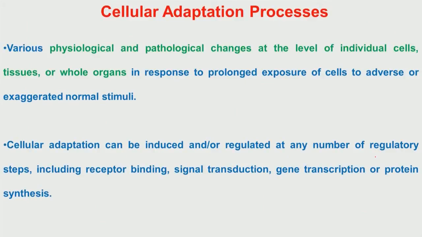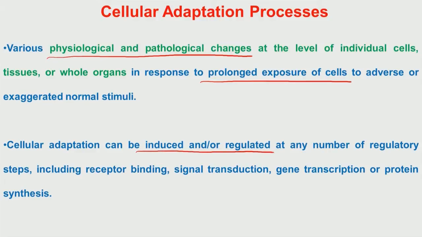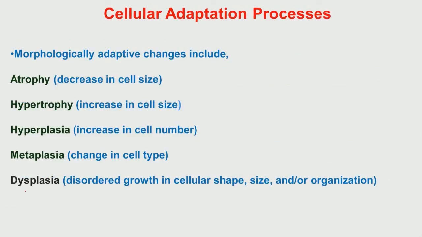That is the reason I have made the first statement in this slide: various physiological and pathological changes at the level of individual cells, tissues or whole organs, in response to prolonged exposure to adverse or exaggerated normal stimuli, are relevant to cellular adaptation, which can be induced or regulated at any number of regulatory steps including receptor binding, signal transduction, gene transcription and protein synthesis. I will make an attempt to explain each of these in subsequent modules, but first let us discuss the different ways a cell can adapt itself.